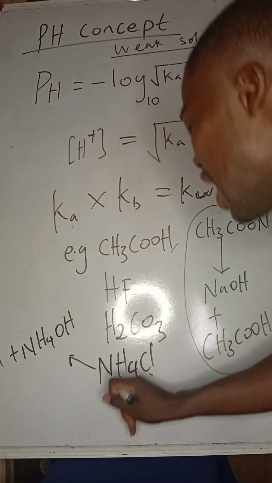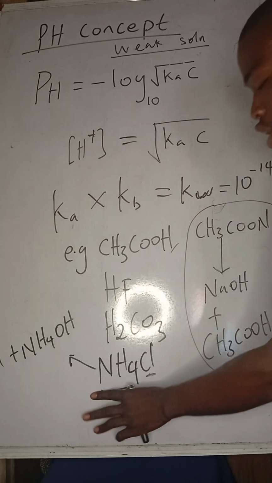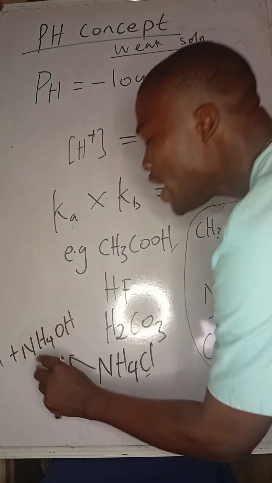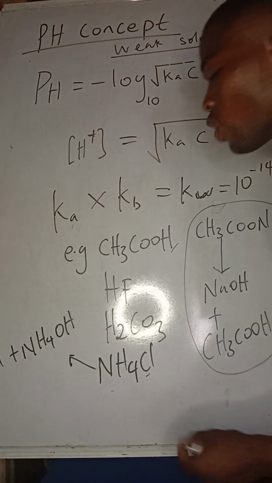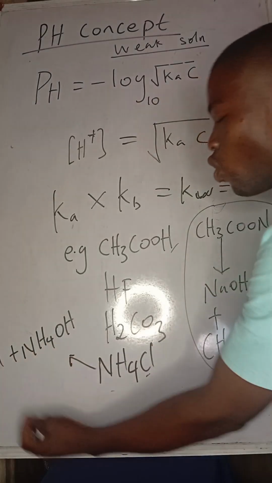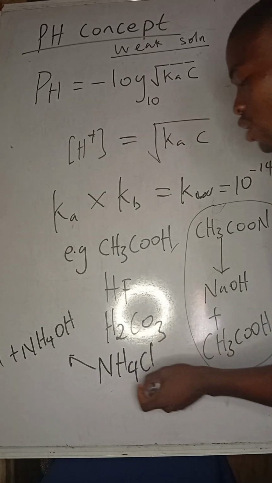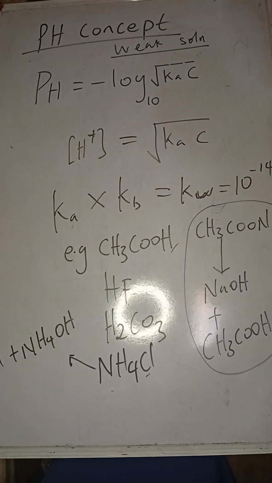So this is the ammonium part, this is the HCl part. So this salt was therefore obtained from a weak base and a strong acid. To calculate the pH, because it's from a weak base and strong acid, overall the solution of this will be acidic. So we treat it as a weak, what's it called now? Weak acid.